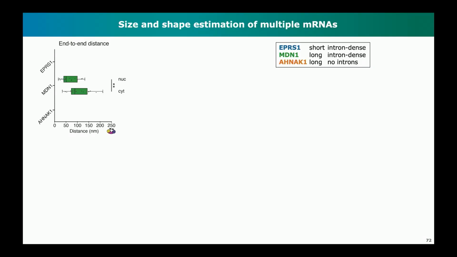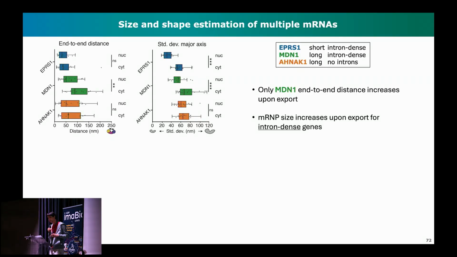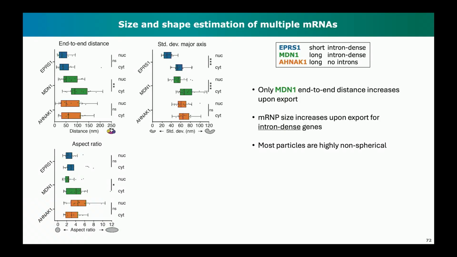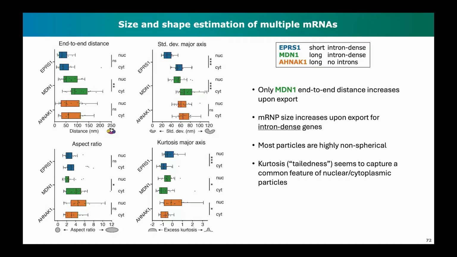But if we look at the metrics, we can see that, for example, NDN1, this intron-rich and long transcript from nucleus to cytoplasm, has an elongation on the end-to-end distance, while the others do not have anything. Now, that's just end-to-end distance. If we look at the distribution, the covariances, we start to see significant differences between nucleus and cytoplasm for the others. Aspect ratio shows some things as well.